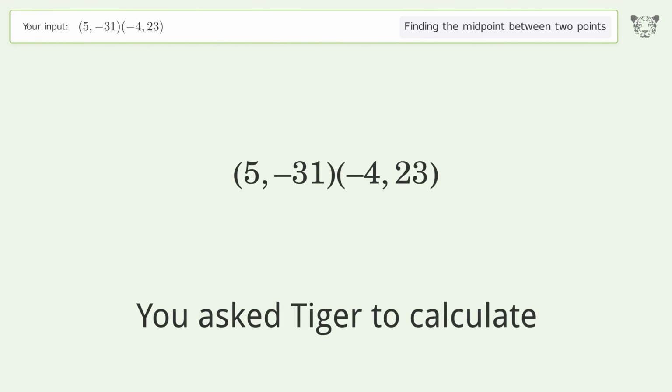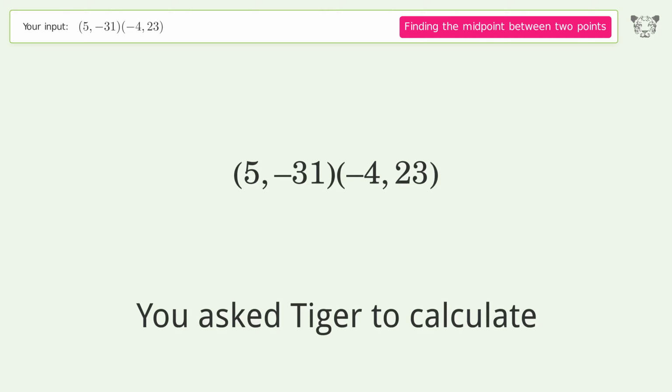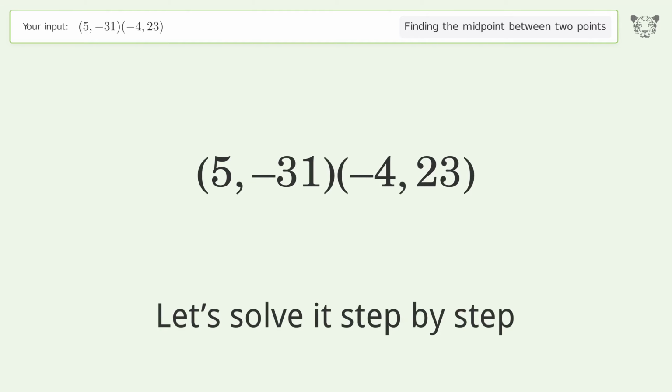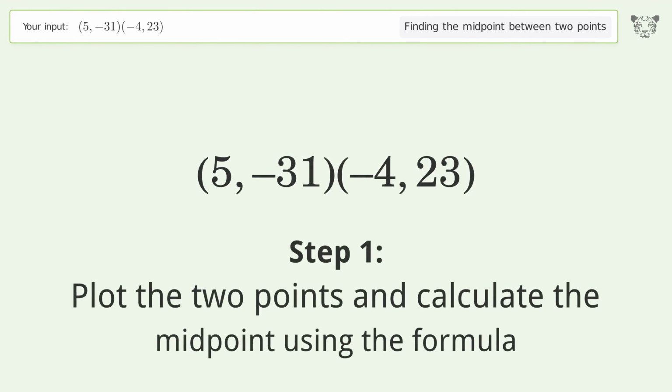You ask Tiger to calculate. This deals with finding the midpoint between 2 points. The midpoint between the 2 points is 0.5, -4. Let's solve it step by step. Plot the 2 points and calculate the midpoint using the formula.